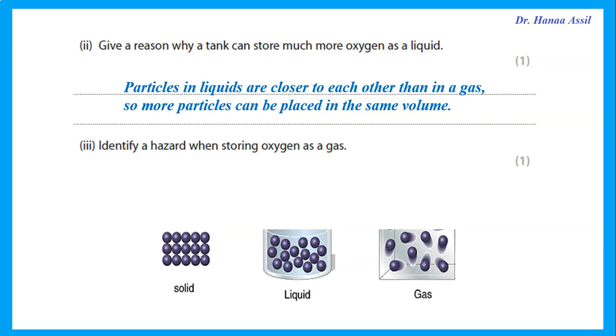Identify a hazard when storing oxygen as a gas. Remember, we don't say oxygen is flammable. We say it can cause burning. It can cause other things to burn. So it may cause an explosion, but don't say it burns or it is flammable. Oxygen is not flammable. Flammable substances need oxygen in order to burn, but oxygen itself, we don't refer to as flammable. So we say it could cause an explosion because it could cause something else to burn.